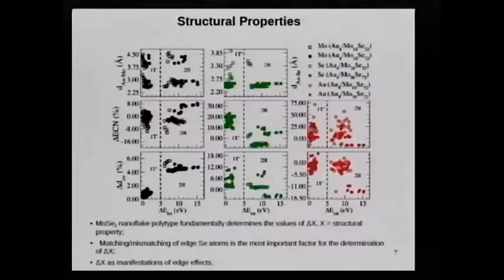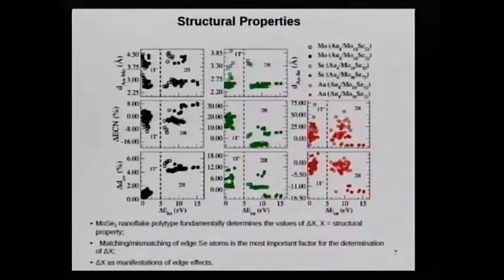We have also seen how the structural properties change, and we have seen how the average bond length, the effective coordination number, and the distances of the closest gold atom to the closest molybdenum and selenium atoms change. And we have seen that the size doesn't influence very much the variations of those properties.